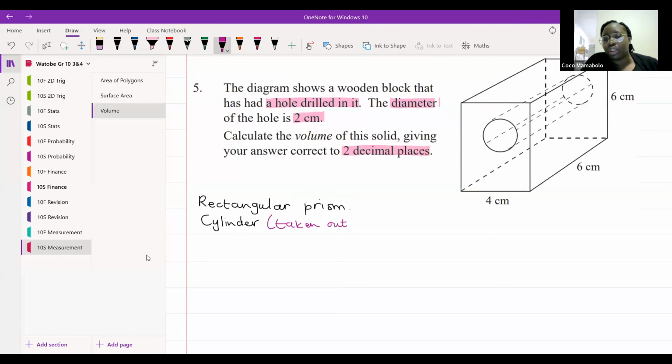Once we found the volume of this cylinder, what are we going to do? Yes, Pascal, beautiful. We are going to minus. Well done, Randile and Cassidy. Yes, we're going to minus. So what we're going to do is find the volume of the rectangular prism, and minus the volume of the cylinder. Okay.